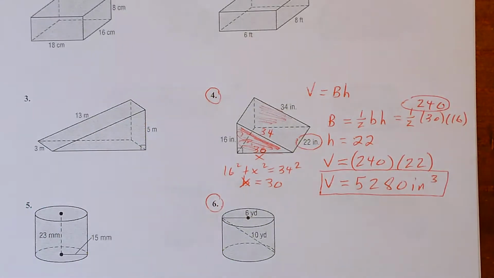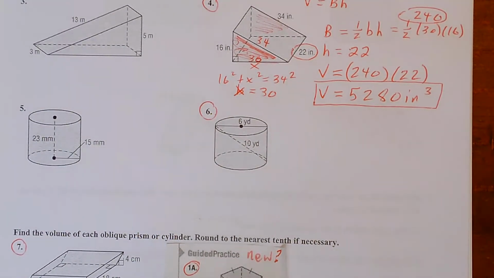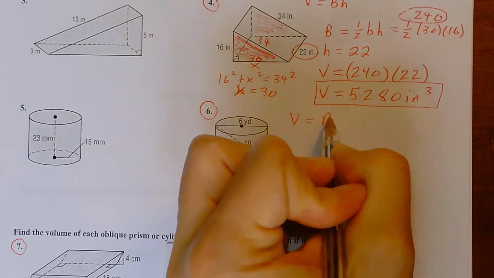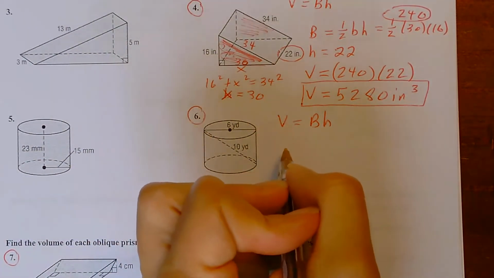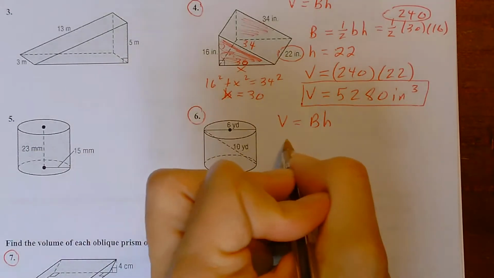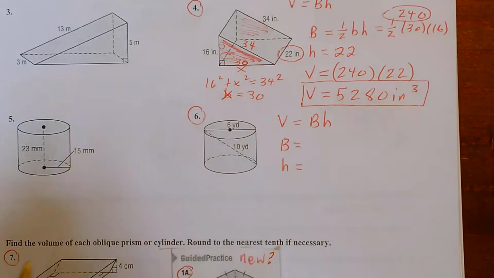Okay, so the second example we're going to do is a cylinder. So for the cylinder, we're going to use the same formula. So volume equals area of the base times height. So I'm going to find my variables, then I'm going to plug them in.